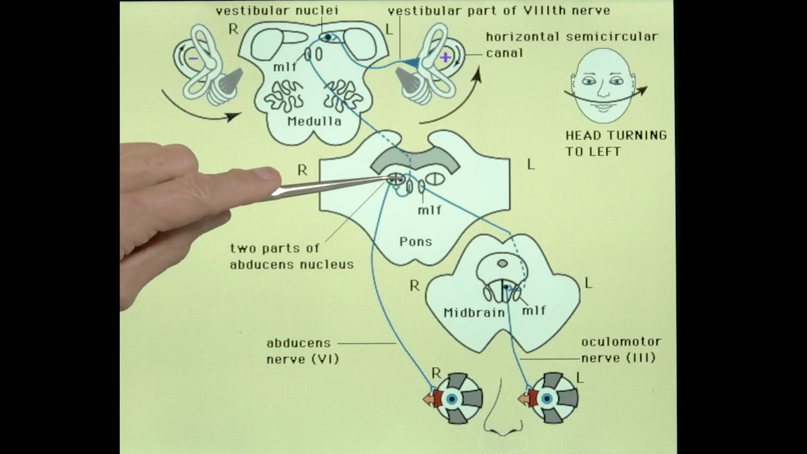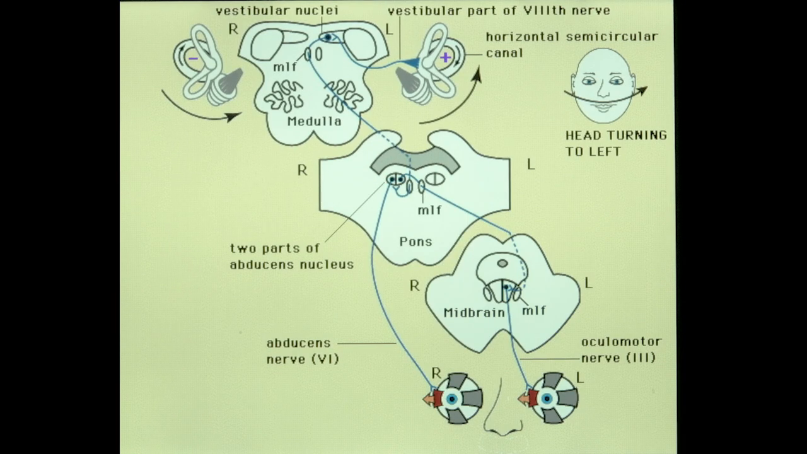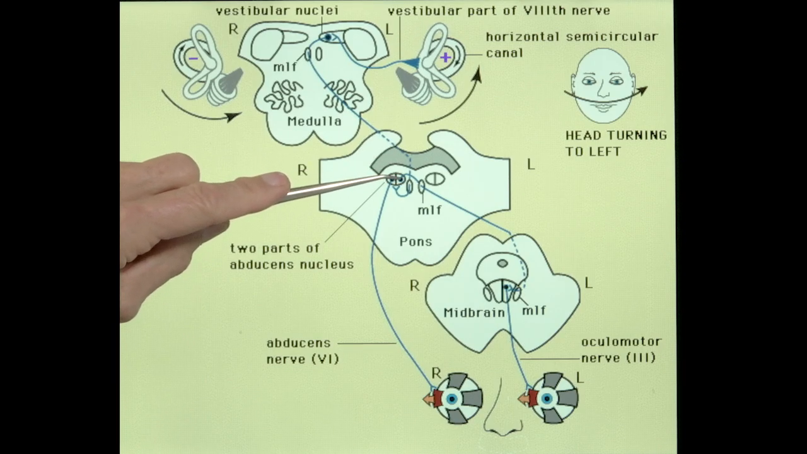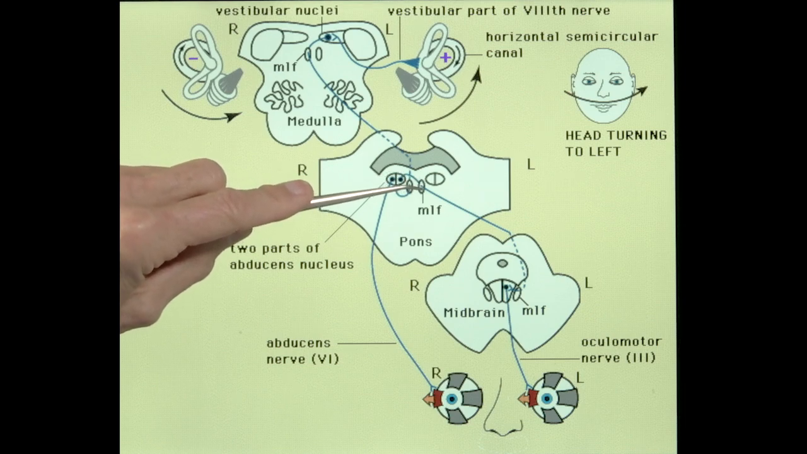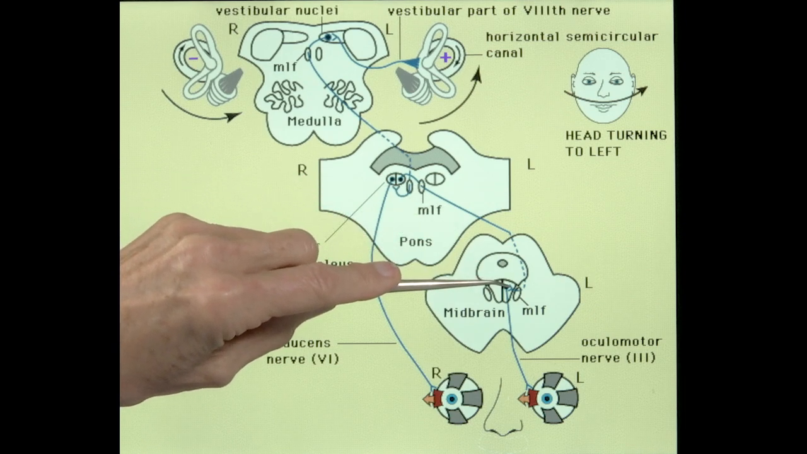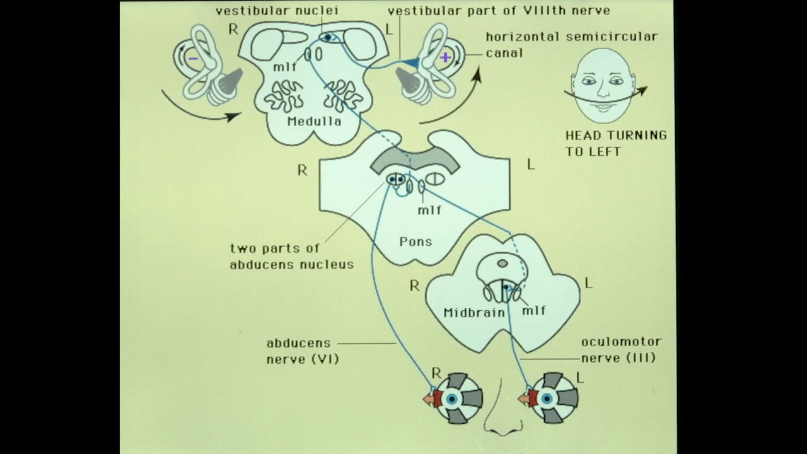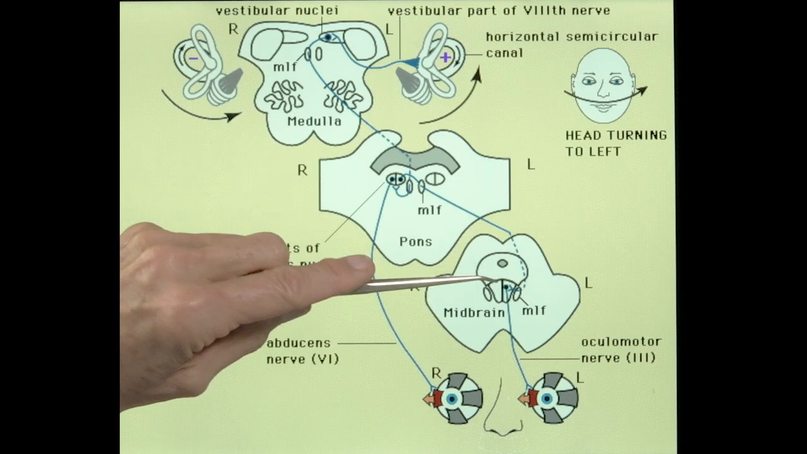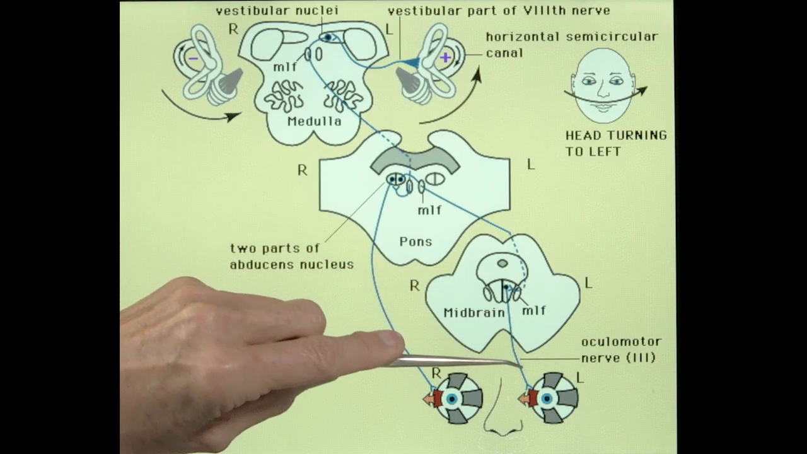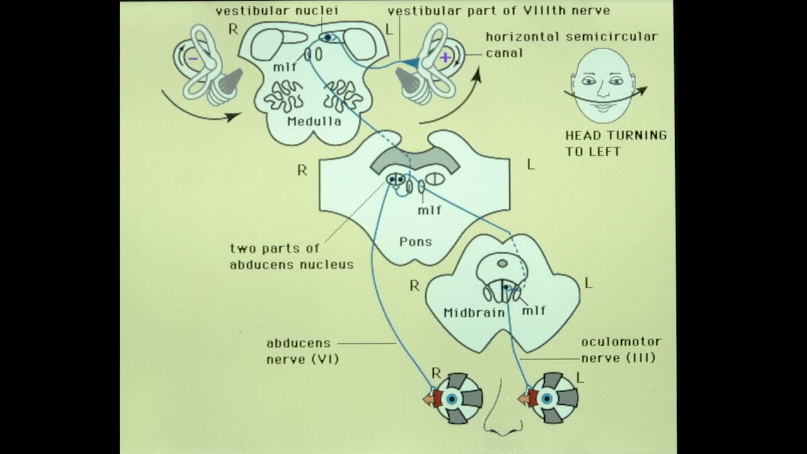But these other neurons, interneurons here, go up to the 3rd nucleus, but it has to be the 3rd nucleus on the other side. So these neurons cross and travel up through the MLF on the opposite side, on the left side, to terminate in the oculomotor nucleus. And there, motor neurons from the oculomotor nucleus travel out on the left side to the medial rectus, so that you have coordination and you can track to the right when your head is turning to the left.